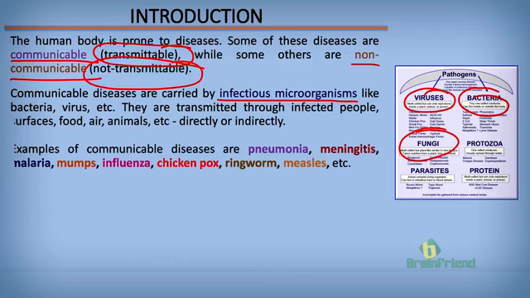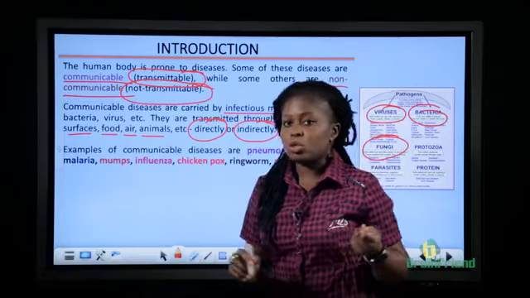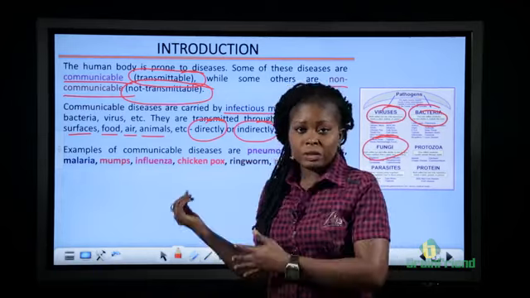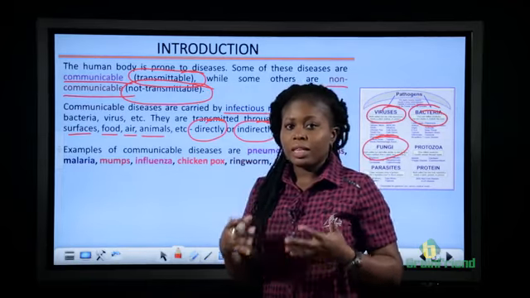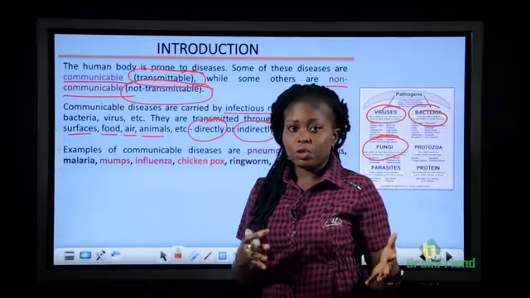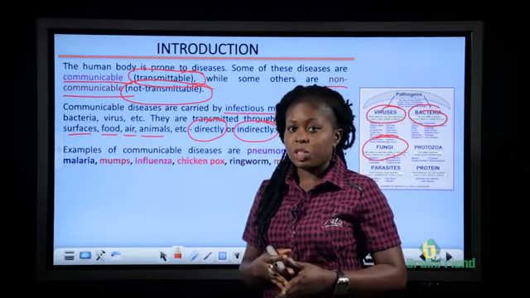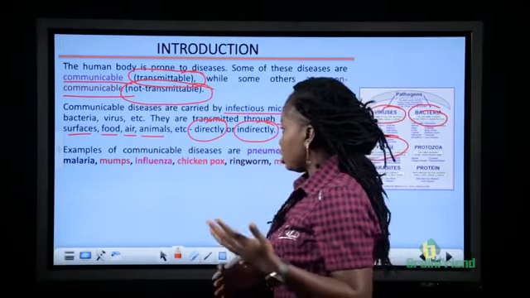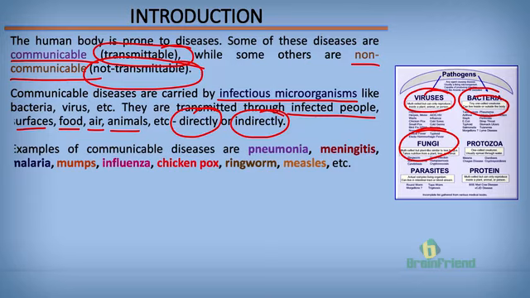They are transmitted through infected people or through surfaces, food, air, animals, and this transmission can be direct or indirect. You may need to refer back to part 1 of this lesson where we talked extensively on the 2 types of contact. We have direct contact transmission and indirect contact transmission. So you get to know the kind of transmission that we refer to as direct contact and the types that we refer to as indirect contact.